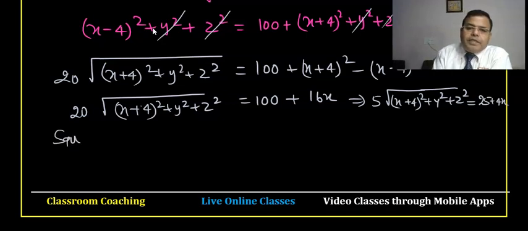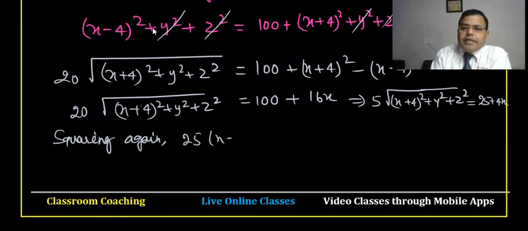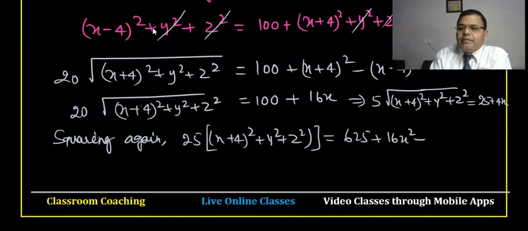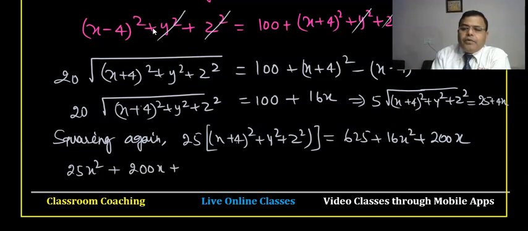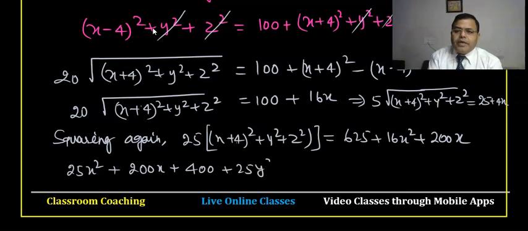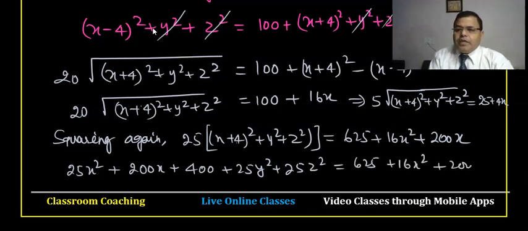So squaring again, we have 25 times x plus 4 whole square plus y square plus z square, isn't it? And this side it will be 625 plus 16x square plus 200x. Now we can go ahead: 25 into x square is 25x square, plus 8x, 8 into 25 is 200x, plus 4 square is 16 and 25 into 16 is 400, right, plus 25y square plus 25z square is equal to 625 plus 16x square plus 200x.